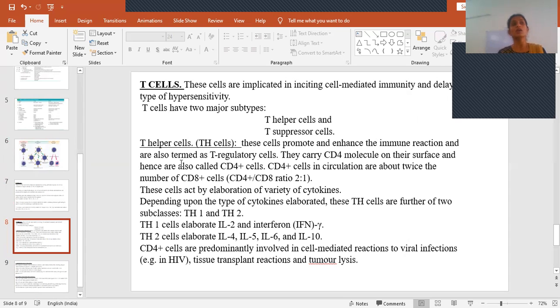Okay. CD4 plus cells are mainly seen in viral infections when viral antigens are introduced. At that time CD4 plus cells will be elevated. That is the reason we check CD4 plus levels in case of HIV. They are also seen in tumor destruction, like tumor lysis. In those conditions also we can see elevation in CD4 plus cells.